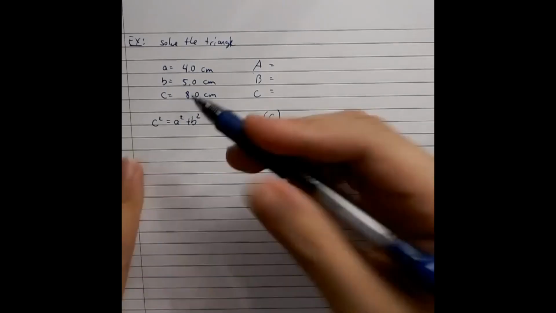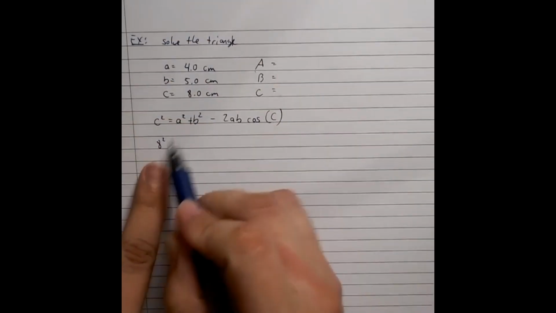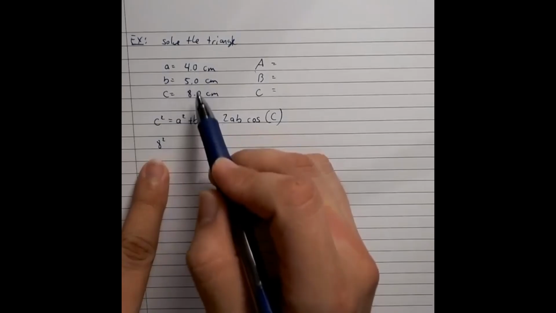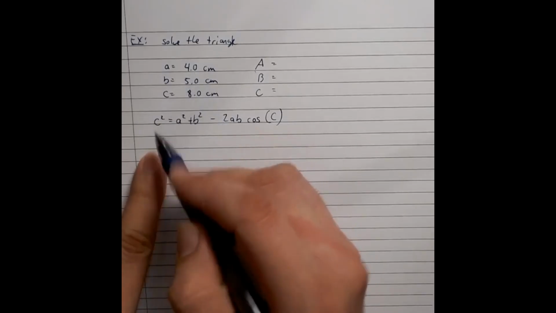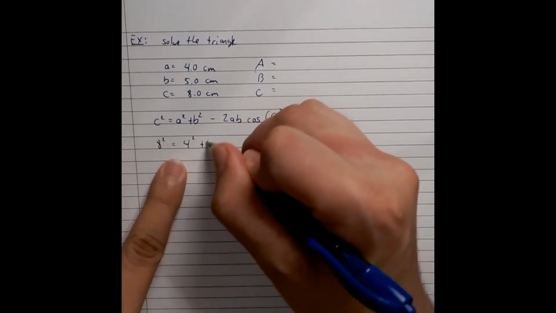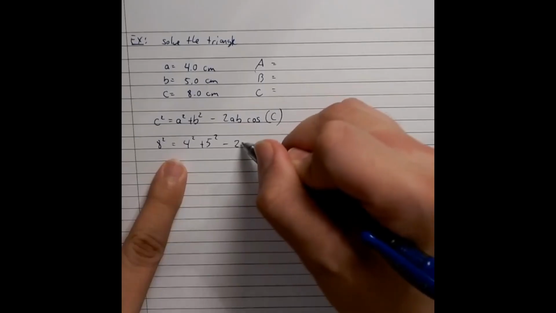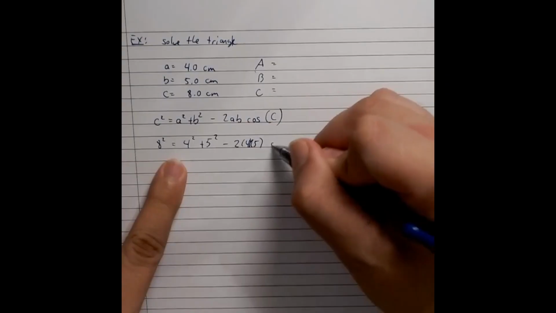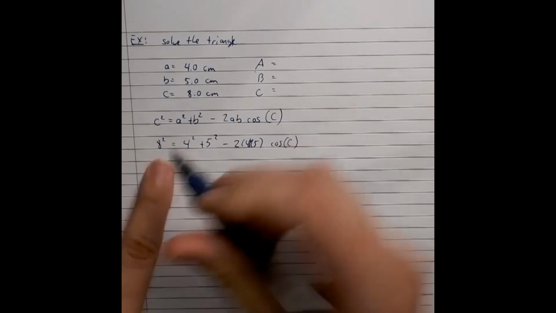All right, so let's go ahead and pop in our numbers. This is going to be 8 squared. It should be 8.0, but 8.0 is the same as 8. This is true for our level of precision, but for our computation, we can just write 8. So 8 squared is equal to 4 squared plus 5 squared minus 2 times 4 times 5 times the cosine of the angle C.